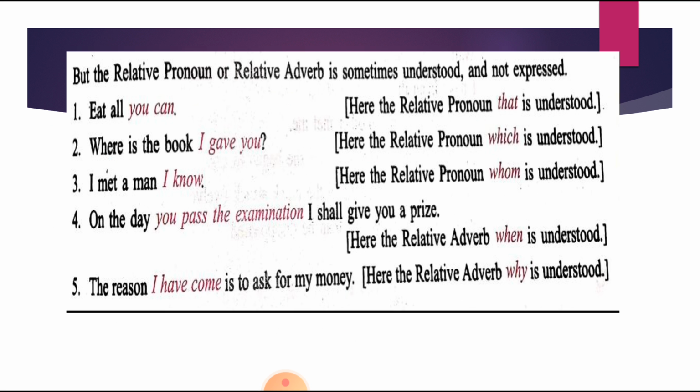One day you pass the examination, I shall give you a prize. Here the relative adverb when is understood: when you pass the examination. The reason I have come is to ask for my money. Here the relative adverb is why: why I have come, to ask for my money. In all these, the relative pronouns are understood.